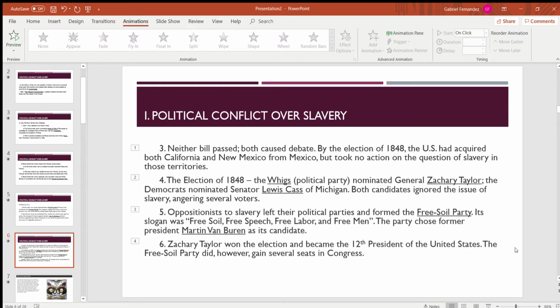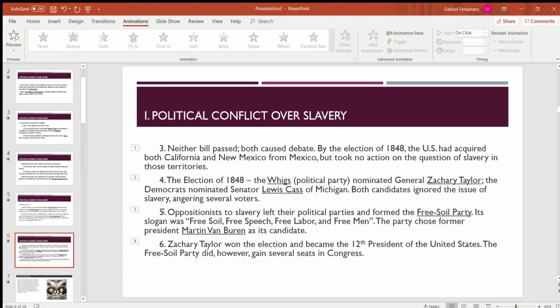By the election of 1848, the United States had acquired both California and New Mexico from Mexico, but took no action on the question of slavery in those territories. In the election of 1848, we had two political parties, the Democrats and the Whigs, not the Republicans. They're not created yet. The Whigs nominated General Zachary Taylor at the time. The Democrats nominated Senator Lewis Cass out of Michigan. Both candidates ignored the issue of slavery, which angered several voters. A lot of voters are like, hey, slavery is a huge question right now. What are you doing running for president, just ignoring this big question?